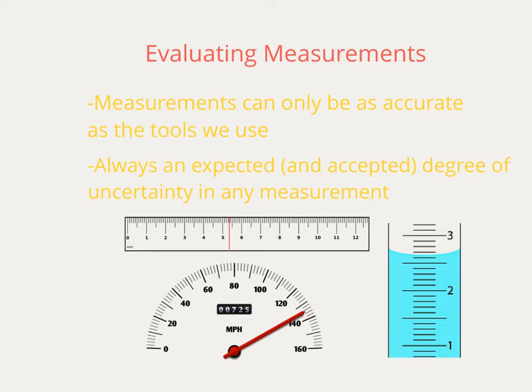Even though our measurement lines are between the marks on the tool, it doesn't mean that our tools are useless for this particular measurement. It just means that we have to estimate that final digit. And because everybody's different, there is going to be variation because everyone will estimate a little bit differently between the marks on an instrument. But that is going to make up our accepted and expected degree of uncertainty in our measurements.